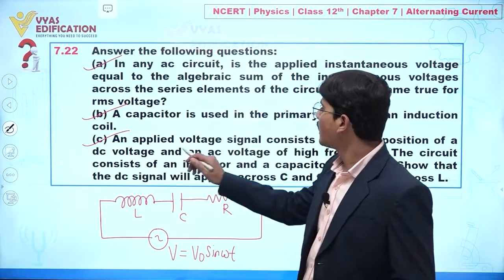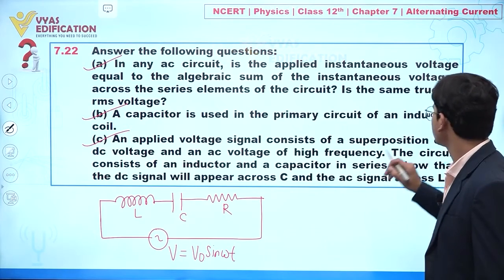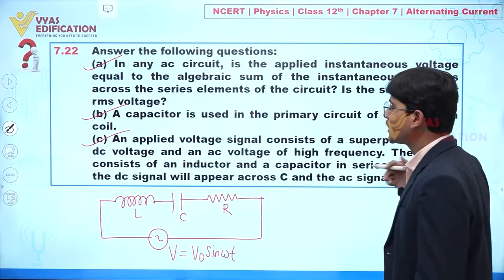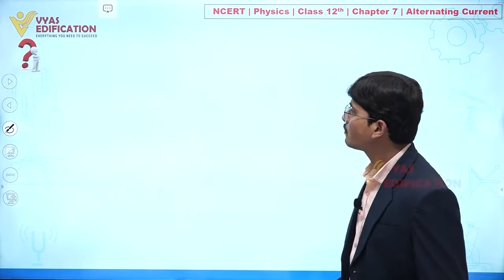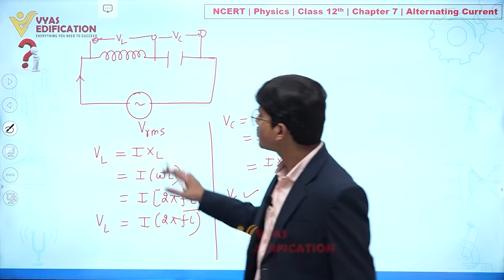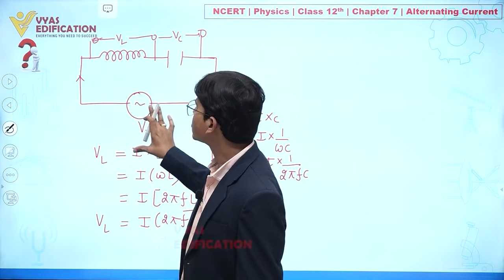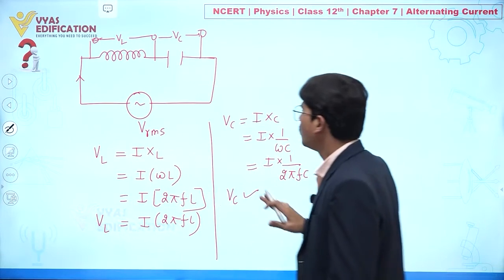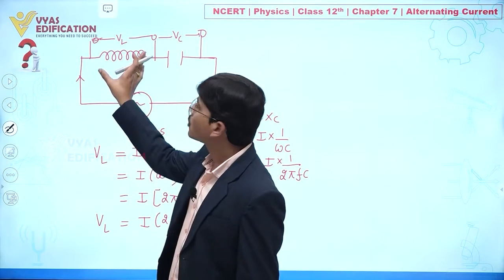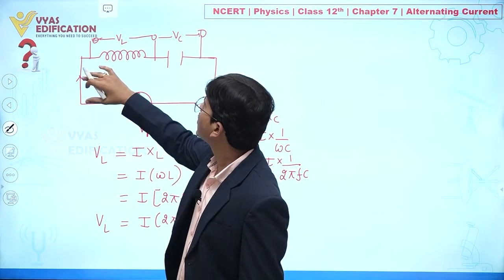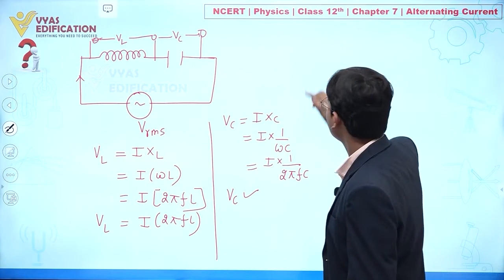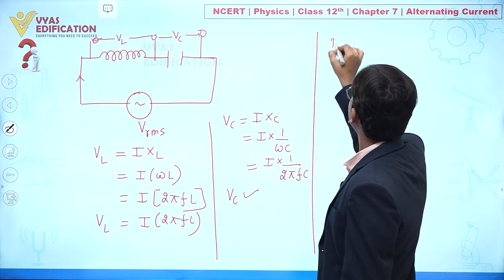The question is given: an applied voltage signal consists of a superposition of a DC voltage and an AC voltage. Okay. Then the circuit consists of an inductor and a capacitor. What will happen? Listen carefully. Now you can say this source actually consists of DC plus AC. Now we talk about AC. Clear? In AC, all the potential difference you will find is across L as well as across C. Clear? But what about DC current? Clear? What about DC current?